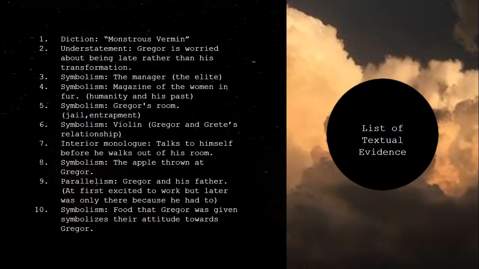Number 10, I chose the symbolism of the food that Greta was giving Gregor. The food symbolizes their attitude towards him, and her behavior towards him. At first, she cared about him, so she would give him good food. And towards the end, she stopped caring about him and she just gave him whatever she thought was good for him, or nothing at all.